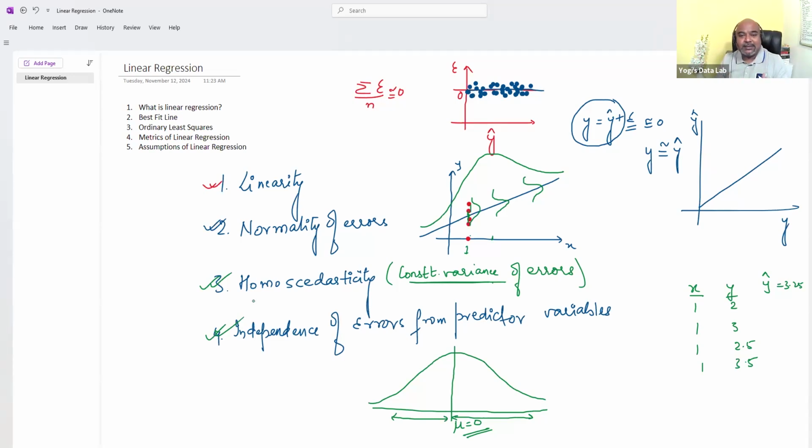How do we test this? What are the tests that we do? How do we check these assumptions of linear regression? We'll see it in the next video when we talk about the case study. This is all we have on linear regression to understand what it is, how you go ahead and identify your best fit line, what is OLS, what are the metrics that we require, and what are the assumptions.